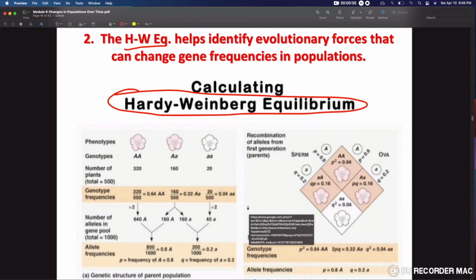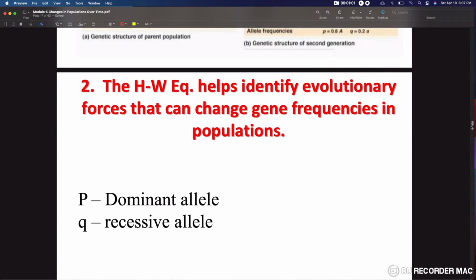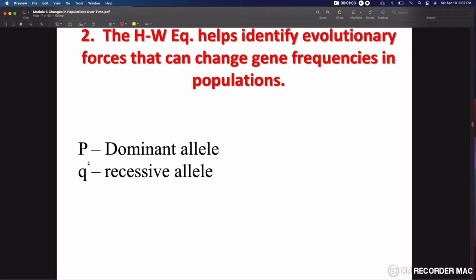So essentially, this is the equation: p squared plus 2pq plus q squared is equal to 1. This is your Hardy-Weinberg equation. Okay? So p squared plus 2pq plus q squared is equal to 1. So why does it look like that? So let's look here. What are the p's and the q's here?